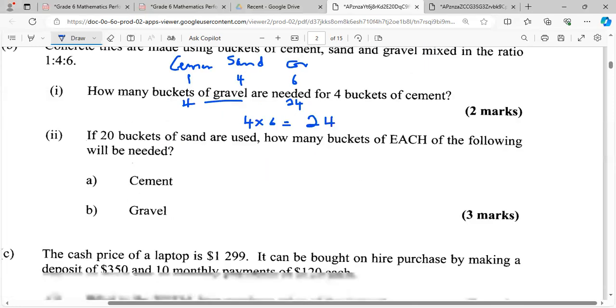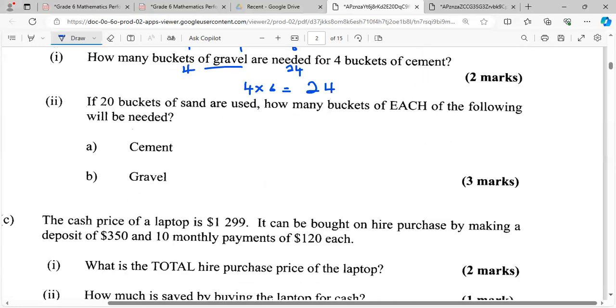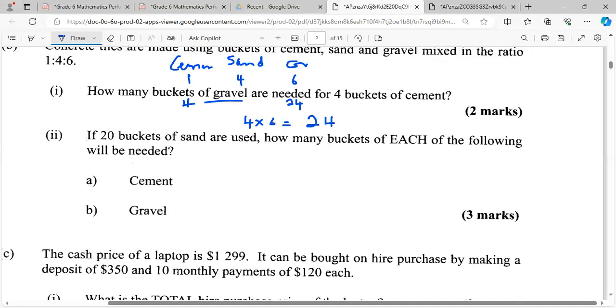Alright, part 2 says, if 20 buckets of sand are used, how many buckets of each of the following will be needed? Alright, so let's go back up to that. If 20 buckets of sand, yes, so sand, 1 in the middle. So remember the ratio is cement 1, sand 4, gravel 6. So if you have 20 buckets of this, how many buckets of cement? That would be 5, right? Just divide it by the 4.